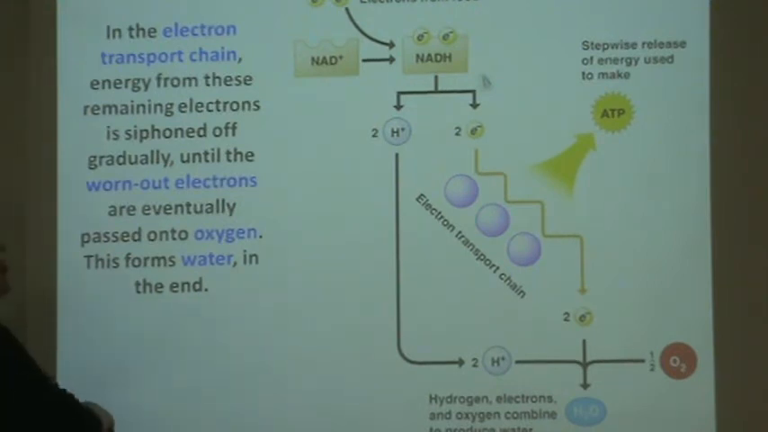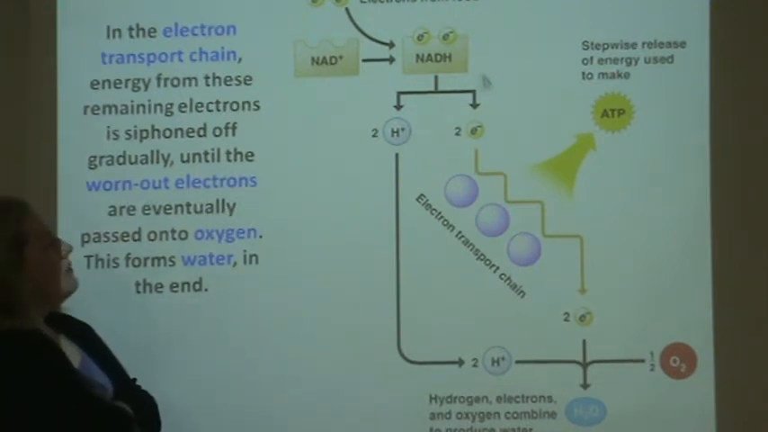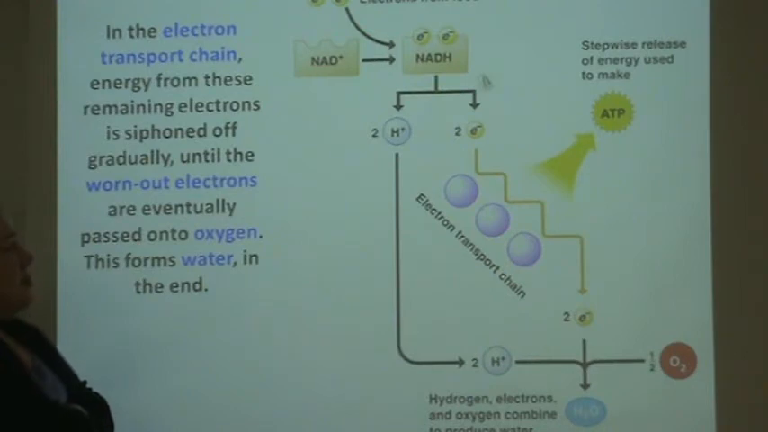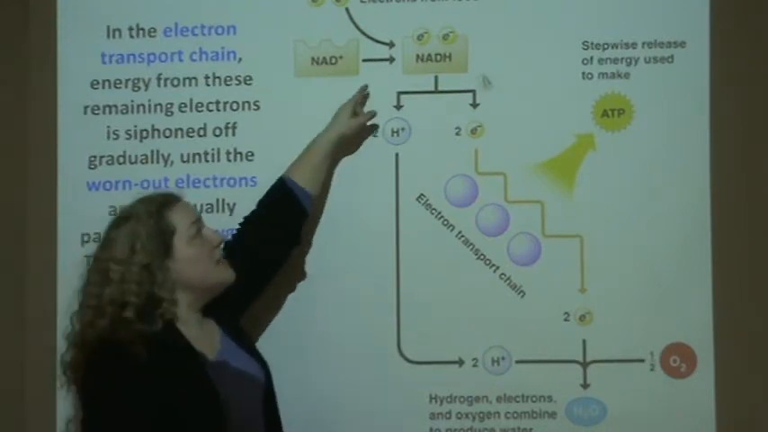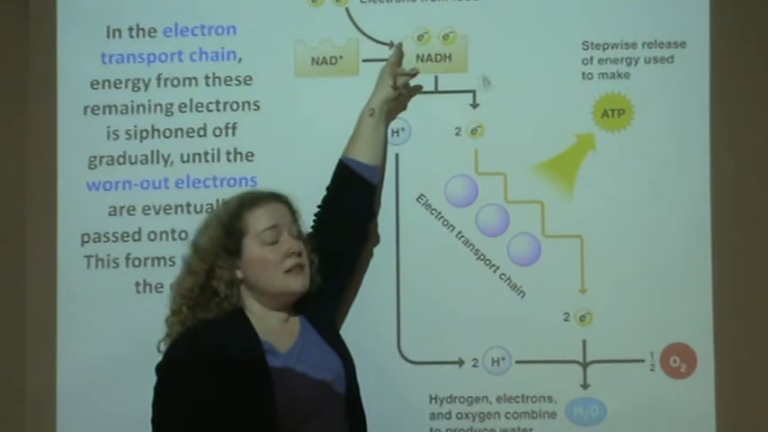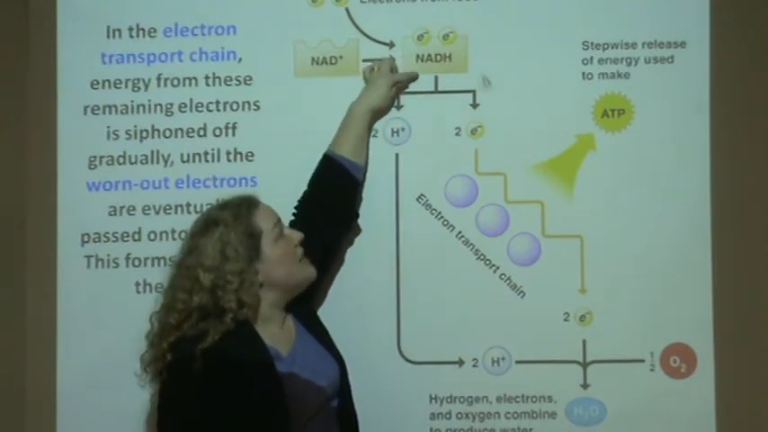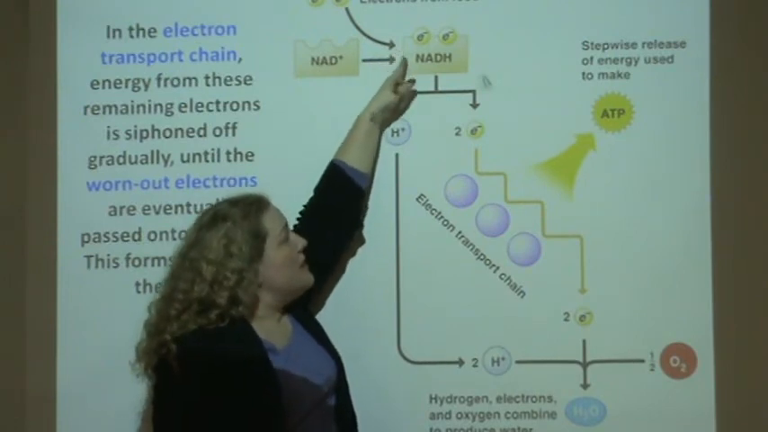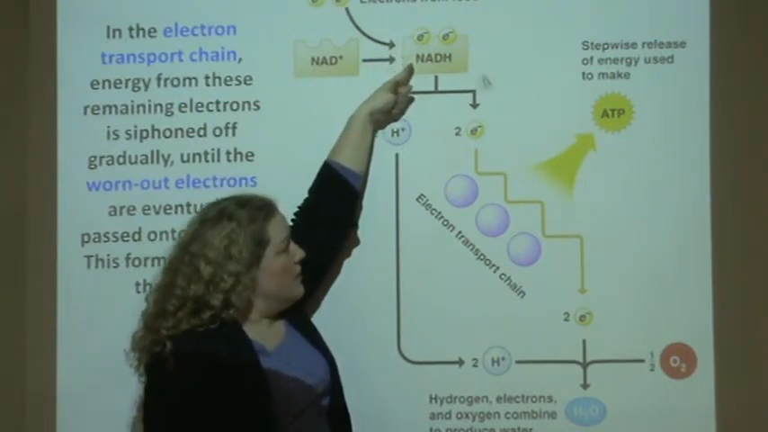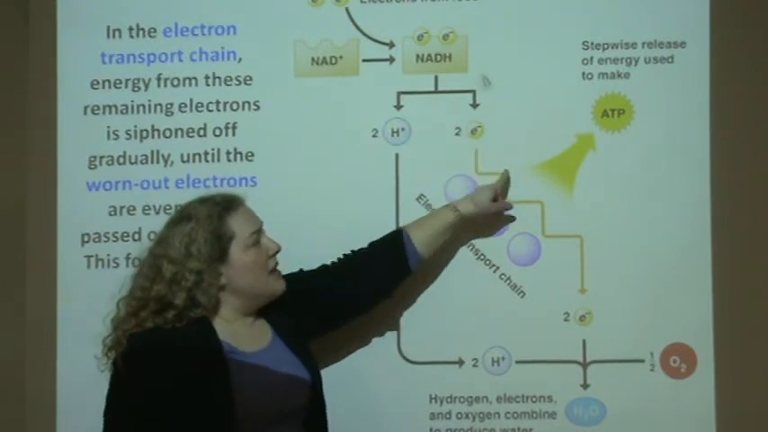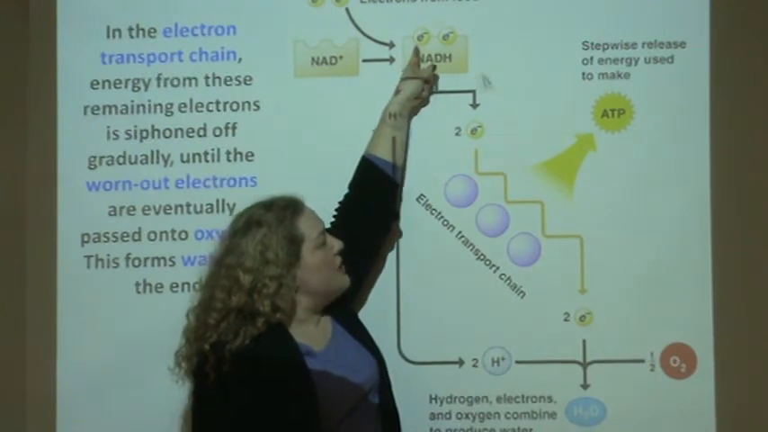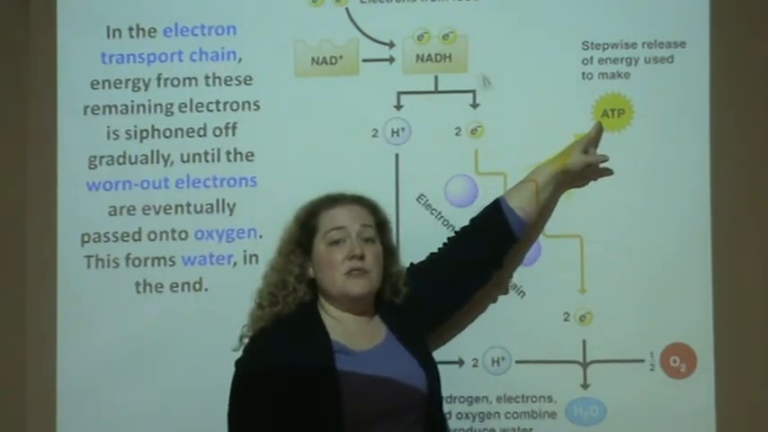So, electron transport chain. This is a useful picture to start talking about the electron transport chain, because the purpose of the electron transport chain is to get electrons from these energized electron carriers, NADH, and you could also put FADH2 here. Get these high energy electrons and use their energy to make ATP. Somehow this electron energy is going to be converted to ATP energy.